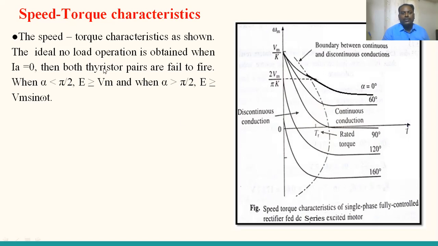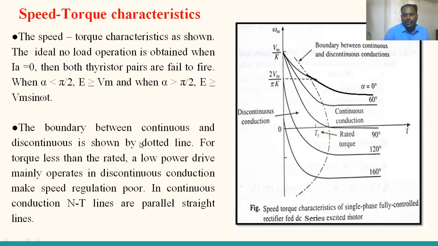Is it or not? So the speed torque characteristics are as shown. The no load speeds are usually obtained by substituting IA equal to 0. At that time, no thyristor is in conduction. When alpha is less than pi by 2, E is greater than or equal to Vm. And when alpha is greater than pi by 2, E is greater than or equal to Vm sin alpha. Already you know the boundary between continuous conduction and discontinuous conduction is separated with the help of a dotted line. For torque less than the rated, a low power drive mainly operates in discontinuous conduction, which makes speed regulation very poor.